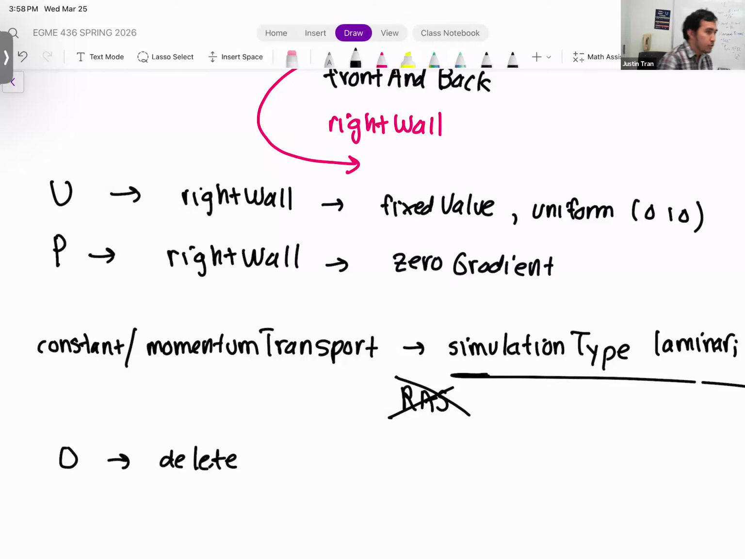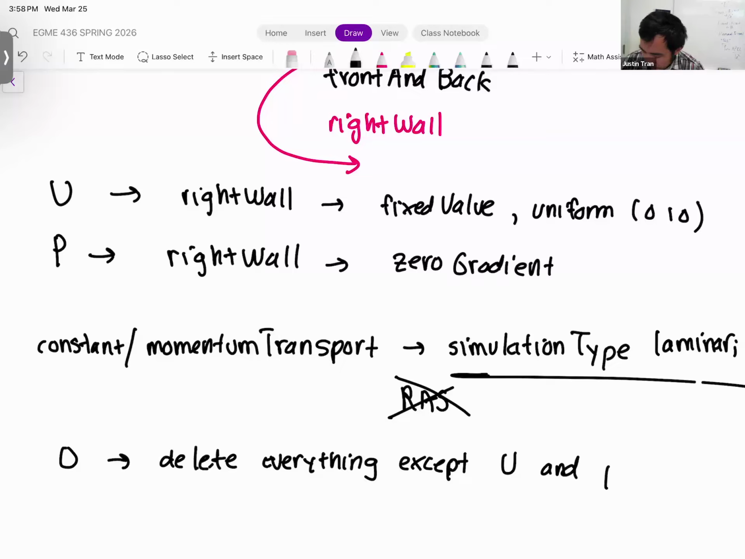You delete all the variables that have to do with the turbulence modeling. So delete everything except U and P. Yeah, because when you're running with an RAS, it's going to expect those turbulence variables. But if you change it to laminar, you can just get rid of them, and then that'll make things a bit easier.